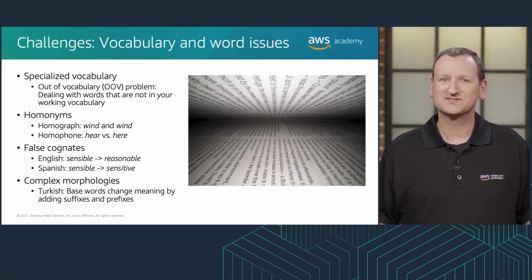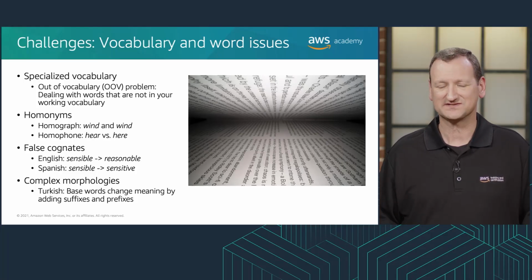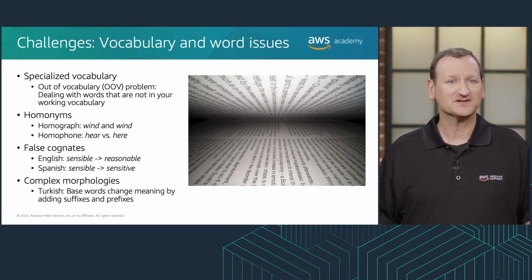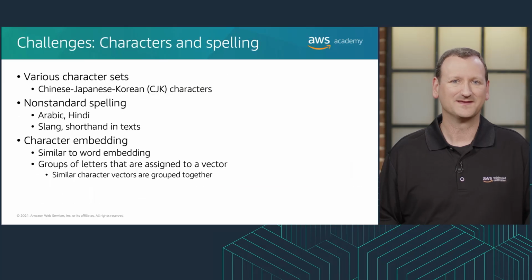Finally, some languages such as Turkish and Finnish have very complex morphologies. Morphology in language describes how words are formed by changing either prefixes or suffixes. Both Turkish and Finnish have a relatively small number of base words, which are then turned into a larger vocabulary by adding prefixes and suffixes.